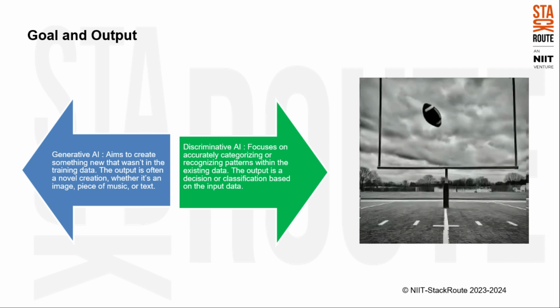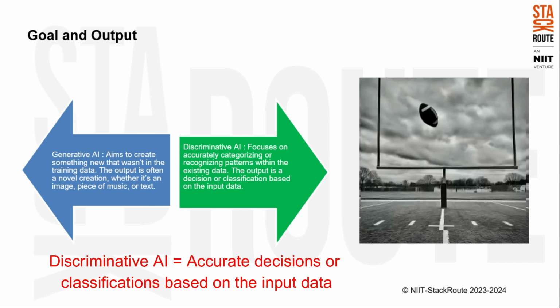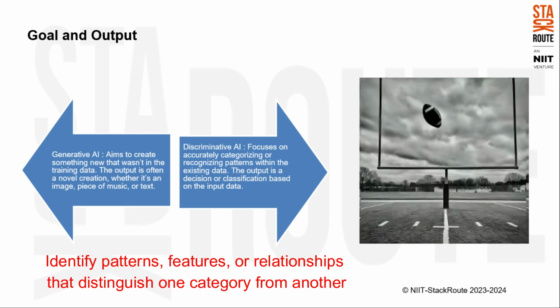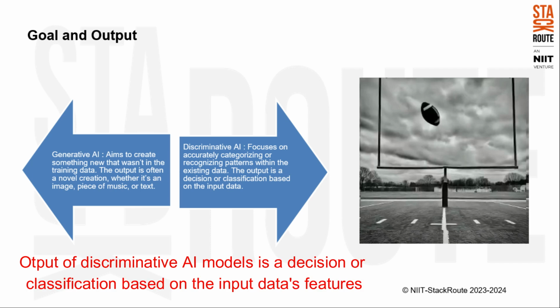The primary goal of discriminative AI is to make accurate decisions or classifications based on the input data. These models learn from labeled examples, where each example is associated with a specific label or category. The training process enables the model to identify patterns, features, or relationships that distinguish one category from another. The output of discriminative AI models is a decision or classification based on the input data's features.